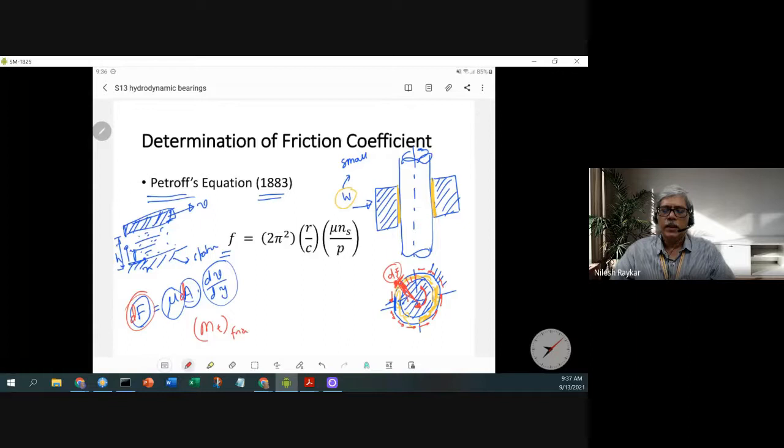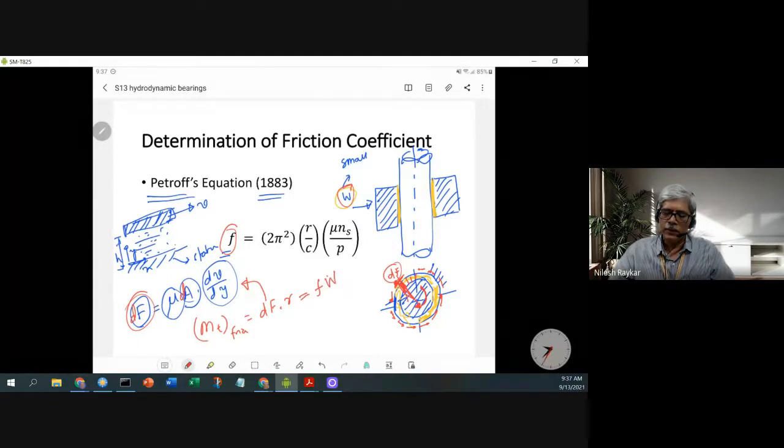Note that this dF will consist of viscosity and other velocity profile parameters, and this is matched with the equivalent. So this f is an equivalent coefficient of friction when the journal is rotating. So f is the equivalent friction coefficient, multiplied by the load W which is acting. That will give you the net tangential force.